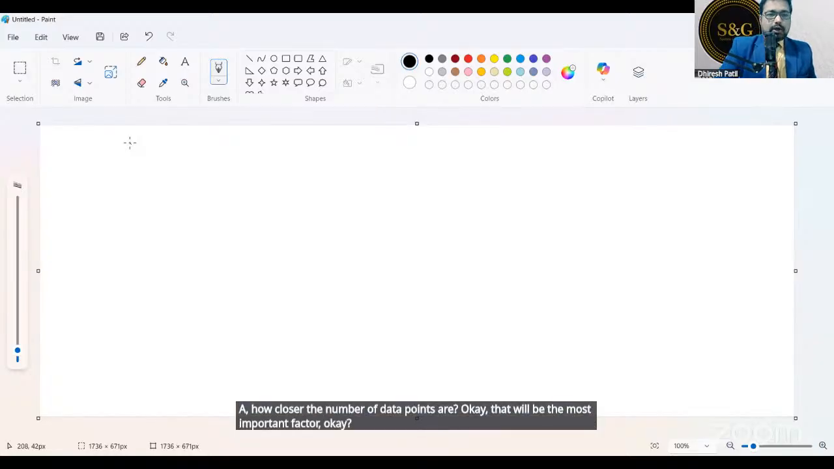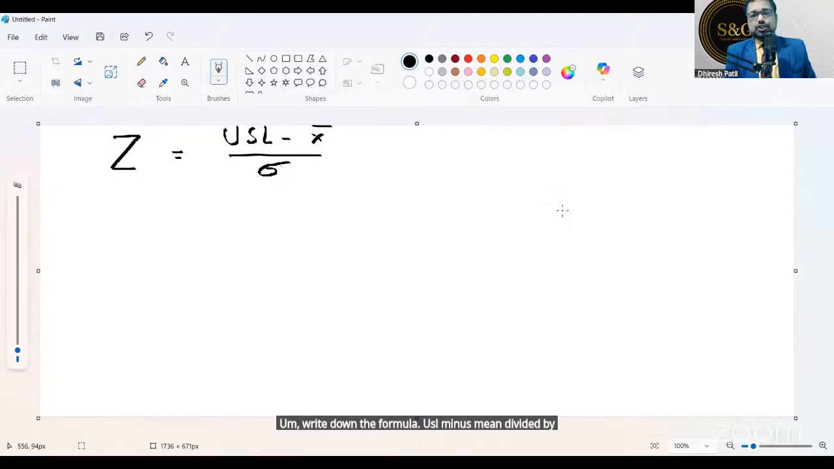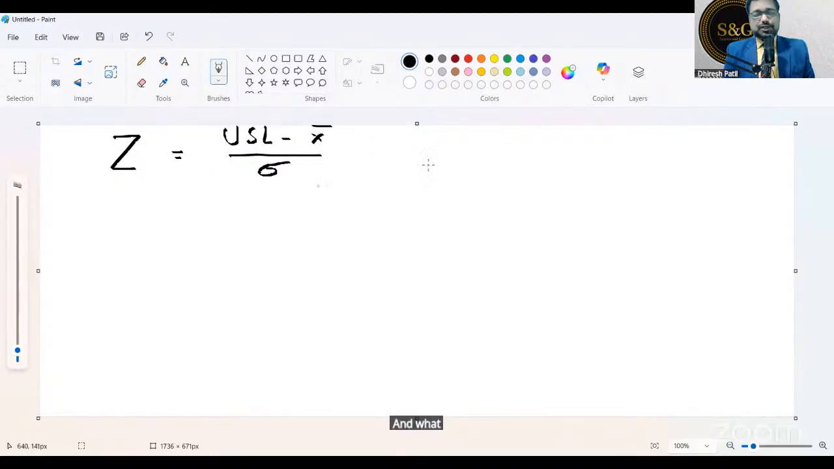Okay, now let me explain to you a concept called a z value. First, write down the formula. USL minus mean divided by standard deviation. Write down the formula. I'll give you a very classic example with this. And what is z also I will explain to you.